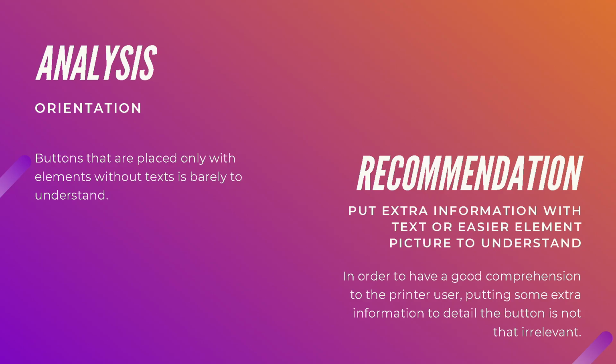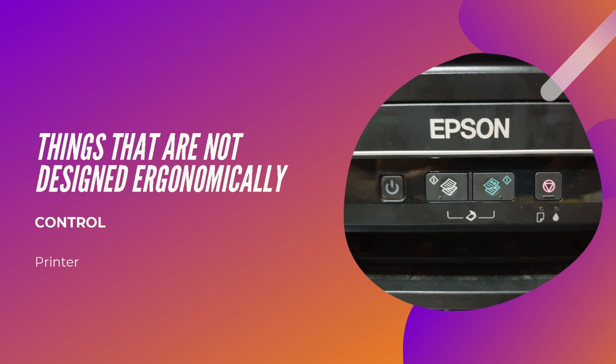So we are having a problem of orientation. The buttons placed on the printer only have elements without text, which is barely understandable. So my recommendation is to put some extra information with text or an easier picture to understand. In order to have good comprehension for the printer user, putting some extra information to detail the button is not irrelevant.